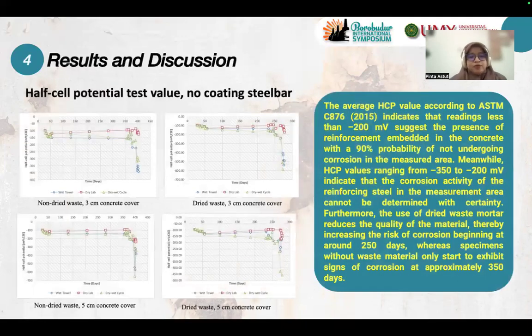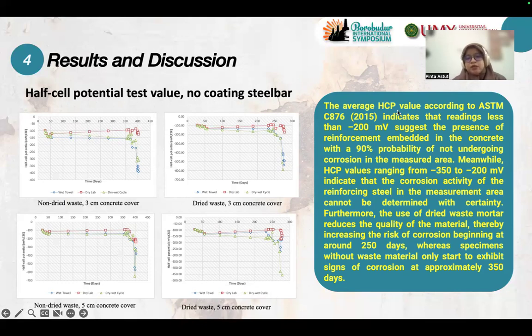And then we move to the fourth part, results and discussion. Here, the highlight of today's test result is the half-cell potential test value of the specimens from 0 days until more than 400 days. This slide presents the result of the half-cell potential test value on the no-coating steel bar.